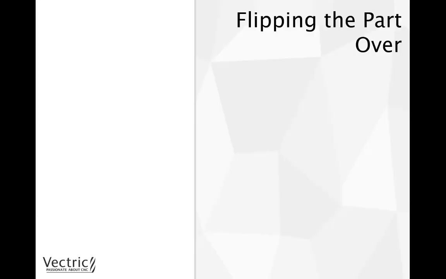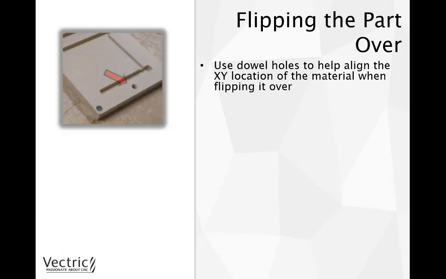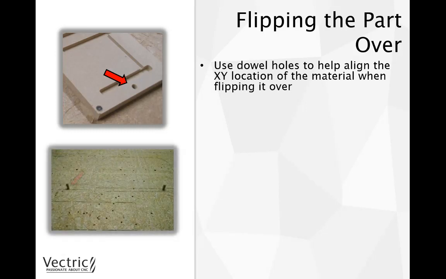So how do we physically align the XY location of the material when we flip the part over? Now the method that we are going to talk about uses dowel holes to help us align the XY location when you turn the part over. So here you can see a picture of the top side of our part, and there is a hole that we have cut for the dowel. Here is the sacrifice sheet on our machine, and you can see that we've machined two dowel holes in there, inserted the dowels, and now when we flip the part over it should locate correctly on those two locations.